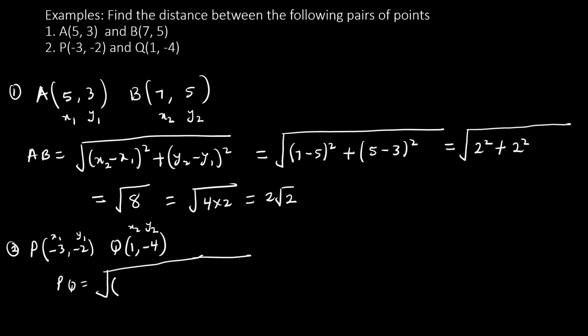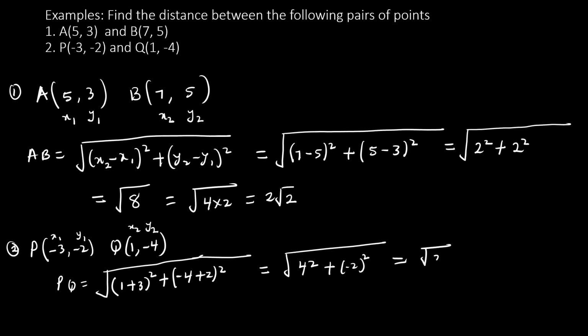So here we have x2, which is 1, minus -3, that's going to be plus 3, plus y2, which is -4 minus -2, that is plus 2 squared. So we have the square root of 4 squared plus -2 squared, which is also going to be 4. This is the square root of 16 plus 4, which equals the square root of 20. Also from surds, this can be equal to 2 root 5. So this will be the distance PQ, 2 root 5.